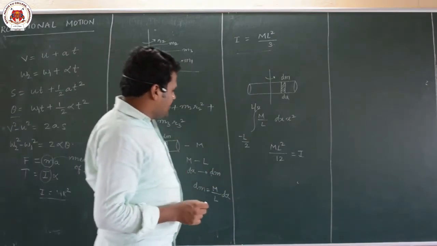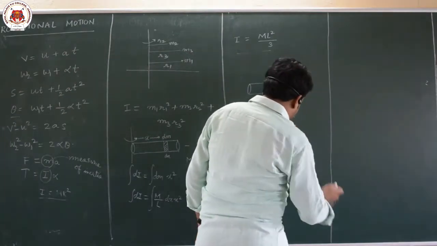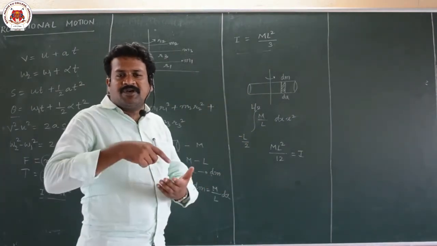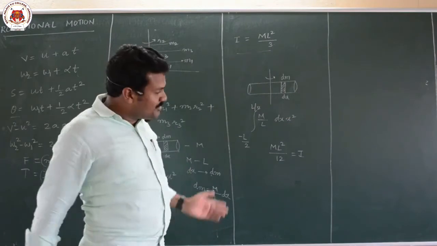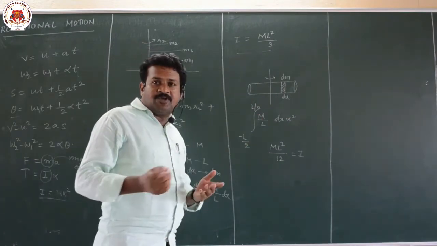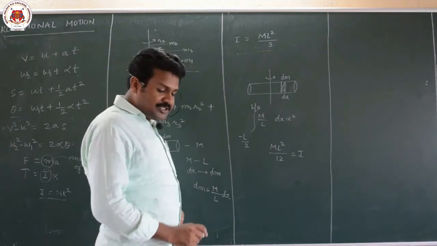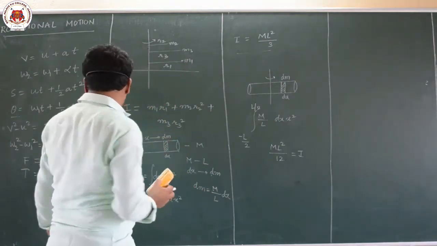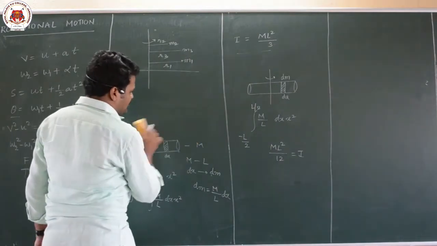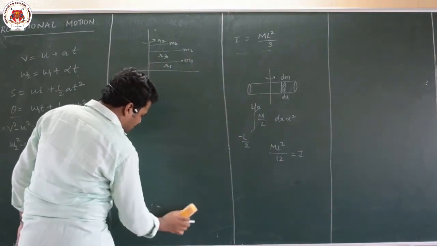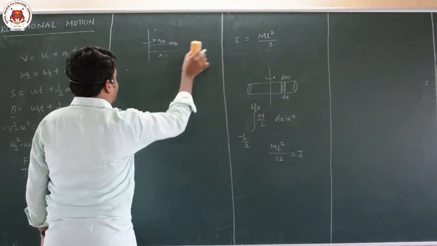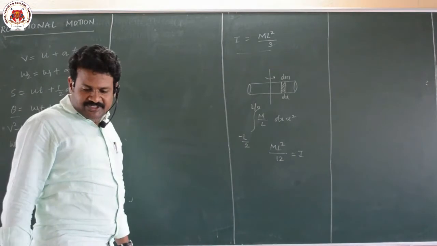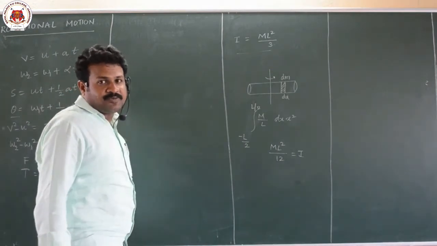But here, a student has to remember only the moment of inertia passing through the center of mass. If you remember that, the remaining formulas we can derive using the parallel axis theorem and the perpendicular axis theorem. What are the parallel axis and perpendicular axis theorems? Based on these, you get questions in competitive exams many times. Most examiners concentrate on the parallel axis and perpendicular axis theorems.